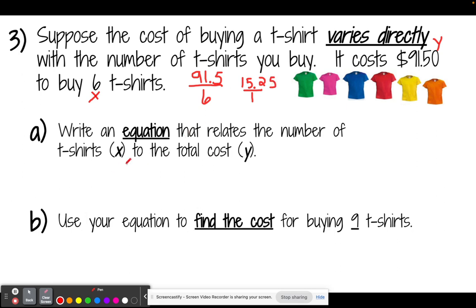So my equation will be total cost, y, will equal $15.25 for every t-shirt. Now that we know that, we can find the cost for buying 9 t-shirts. We're just going to substitute 9 for x, 15.25, times 9.